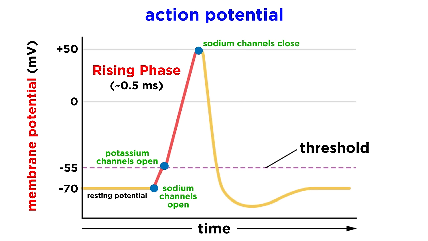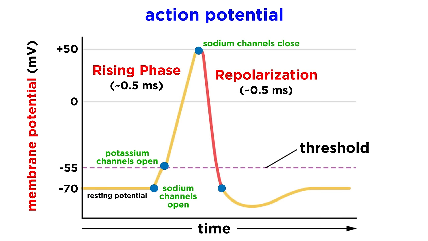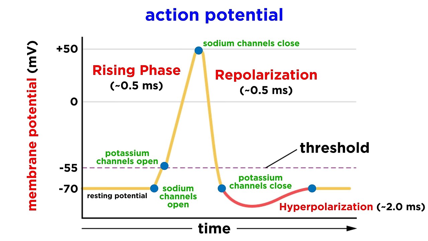At this point, the sodium channels close, while further efflux of potassium ions causes the potential to drop again. This phase is called repolarization, also lasting about a half a millisecond. Then the potassium channels gradually close, which allows more potassium ions to leave the cell than are necessary, resulting in a lengthier phase called hyperpolarization. This takes about 2 full milliseconds, or a hair more.